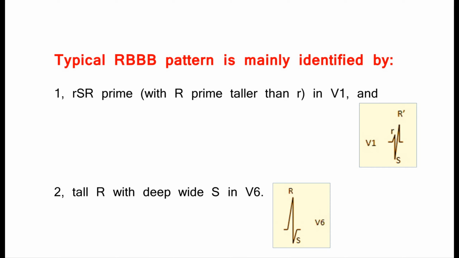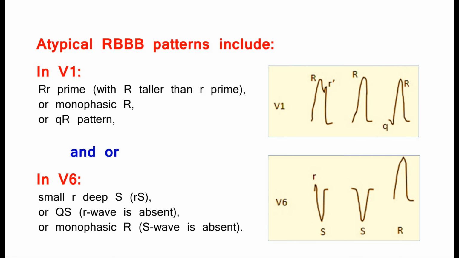Typical RBBB pattern is mainly identified by 1. RSR', with R' taller than R, in V1, and 2. Tall R with deep wide S in V6. Atypical RBBB patterns include in V1, RR', with R taller than R', or monophasic R, or QR pattern, and/or in V6, small r deep S, Rs, or QS, R wave is absent, or monophasic R, S wave is absent.